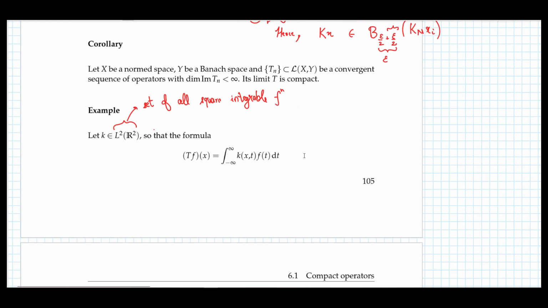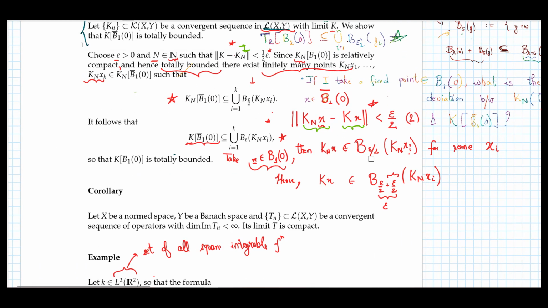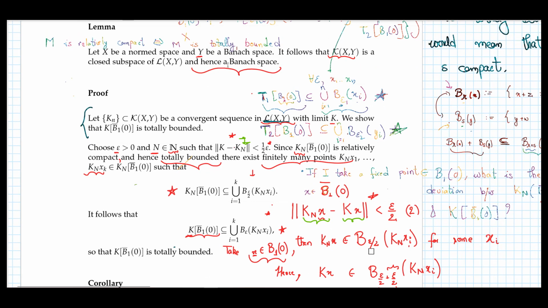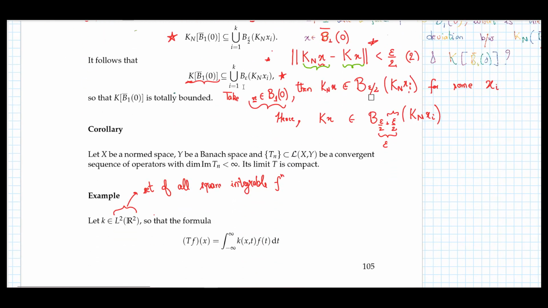So now we have this corollary which follows as a direct result of this lemma. In this lemma we saw that the space of all compact linear operators is a closed subspace of the set of all bounded linear operators from X to Y. And now all I'm saying is that let X be a normed space, Y be a Banach space, and Tn be a convergent sequence of operators with the dimension of the image of Tn less than infinity. Its limit T is compact. So it's a simple consequence of what we did above.